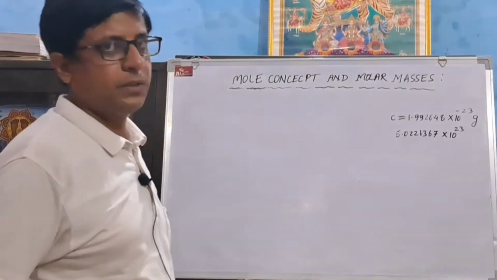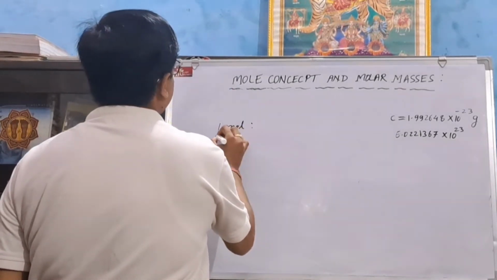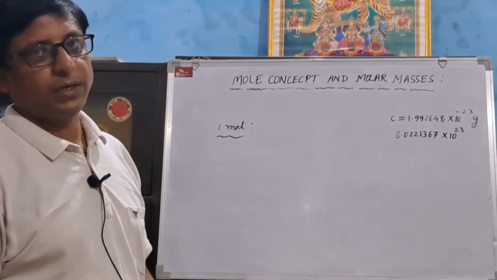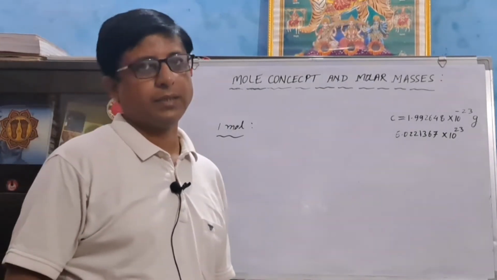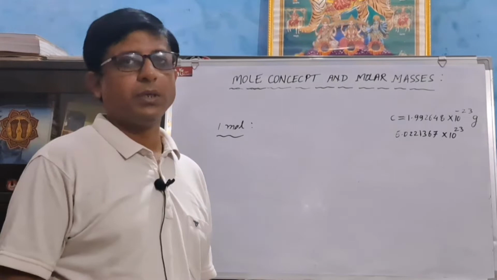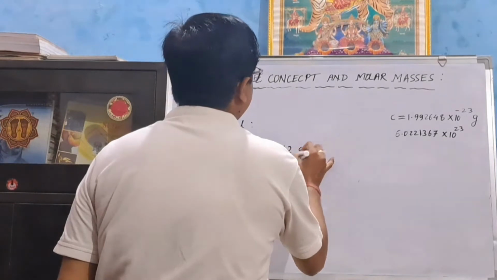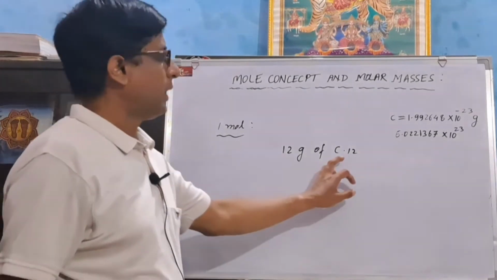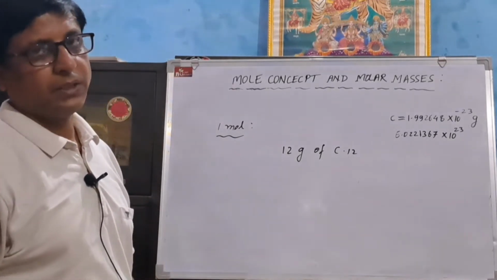Now I shall define mole. How can we define one mole? One mole is defined as the amount of substance which contains exactly the number of entities equivalent to the number of carbon atoms present in 12 gram of carbon-12 isotope. If we take carbon-12 isotope, then the number of carbon atoms present in 12 gram represents 1 mole.